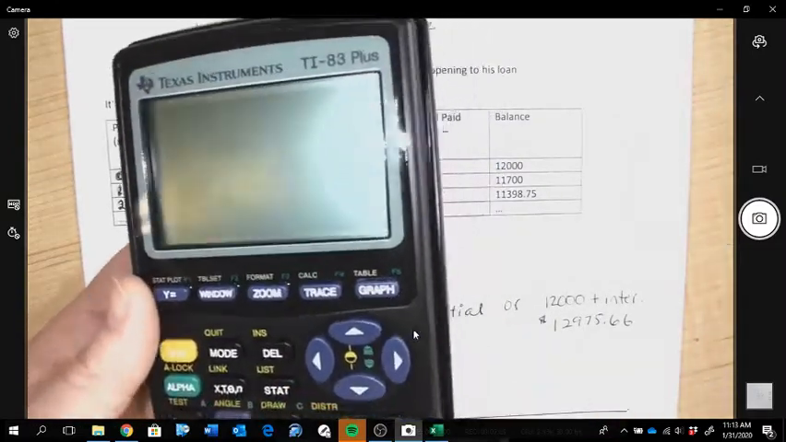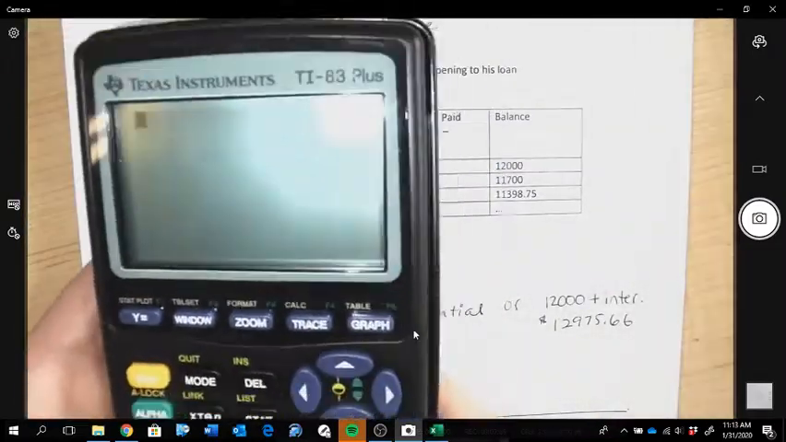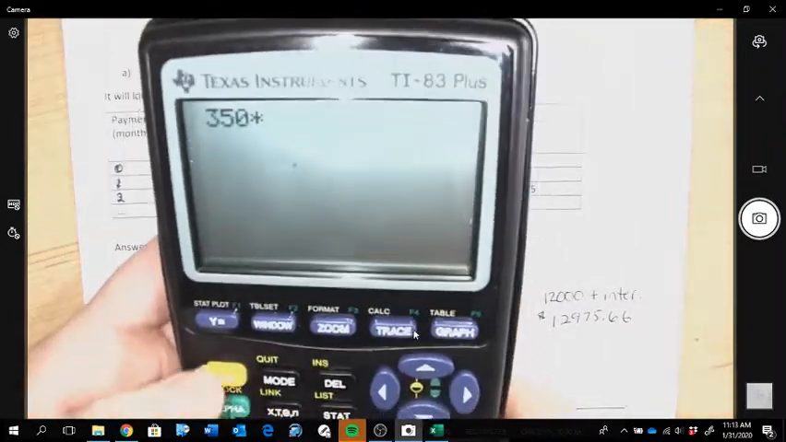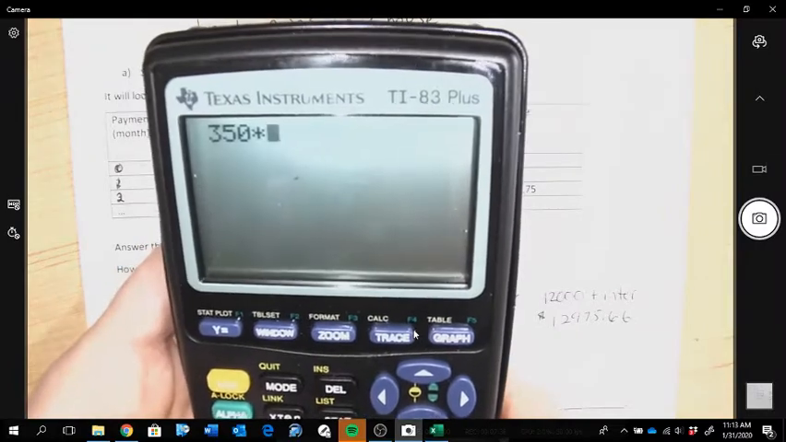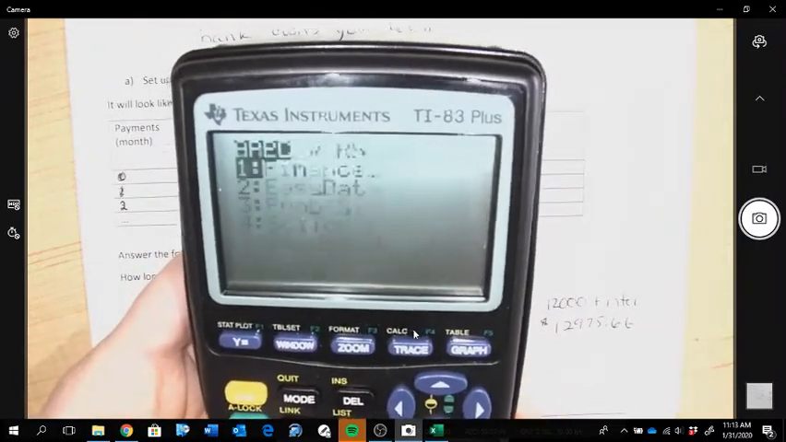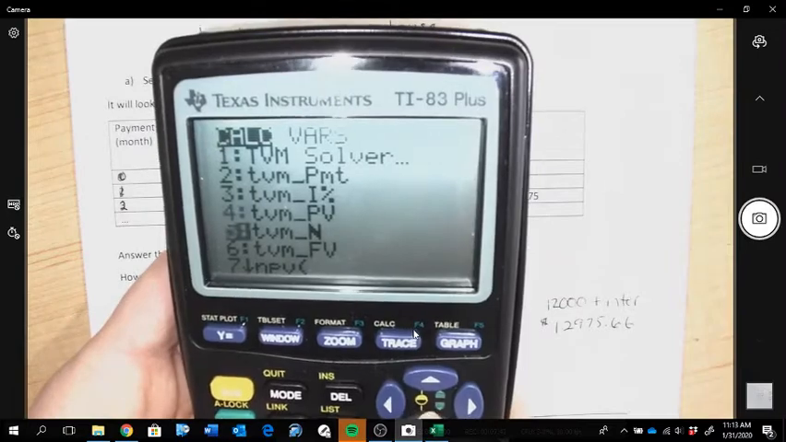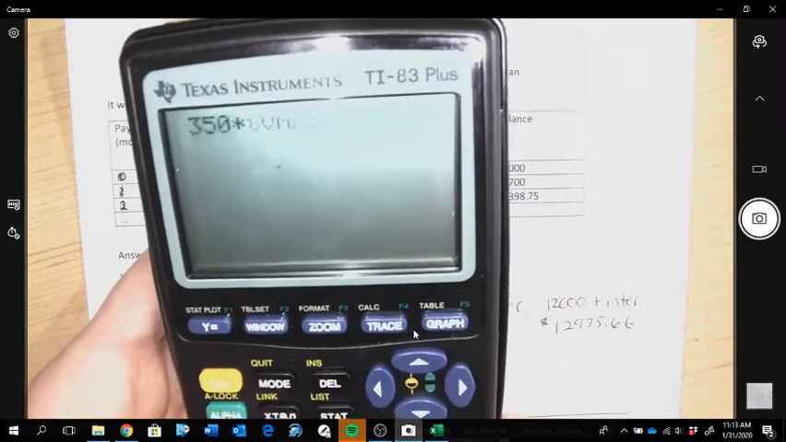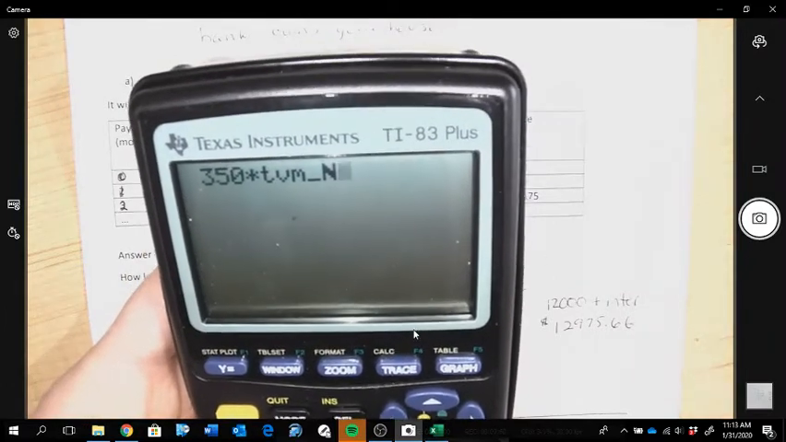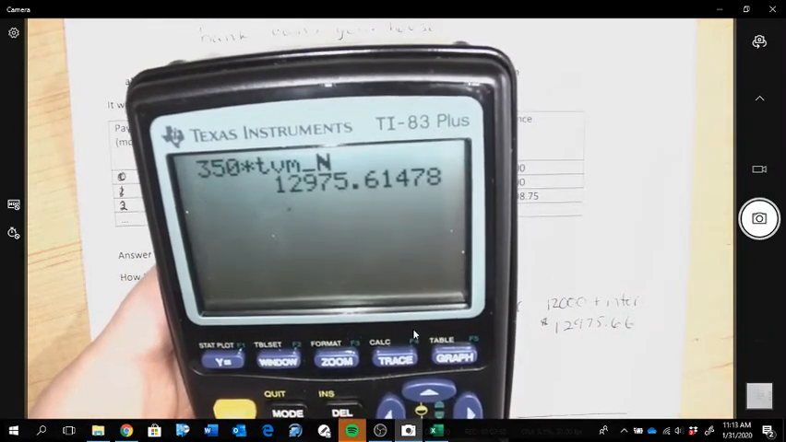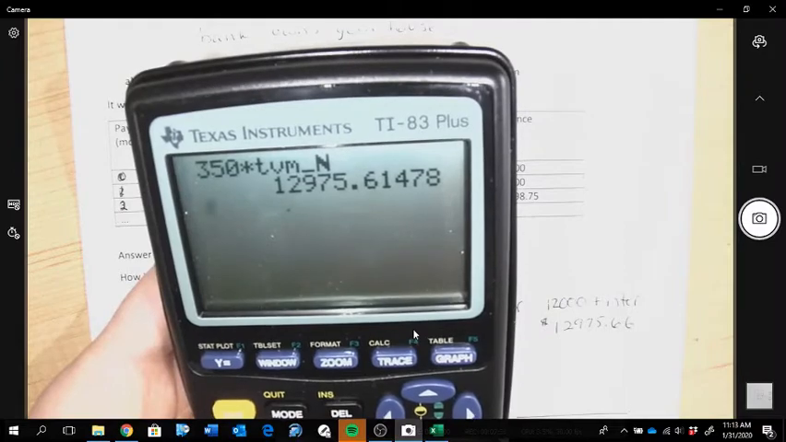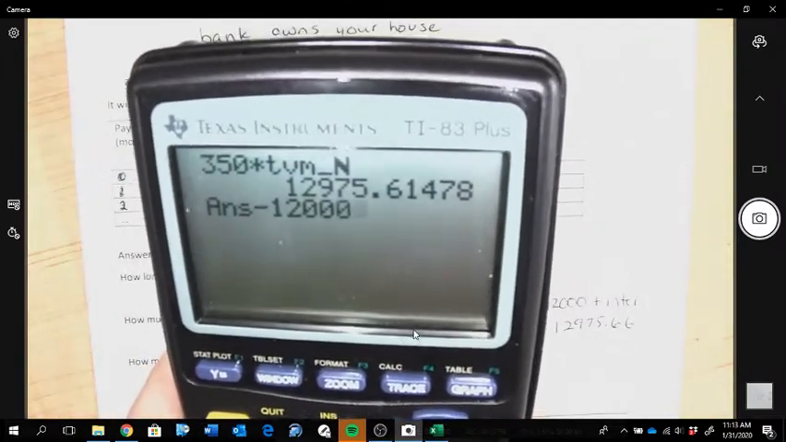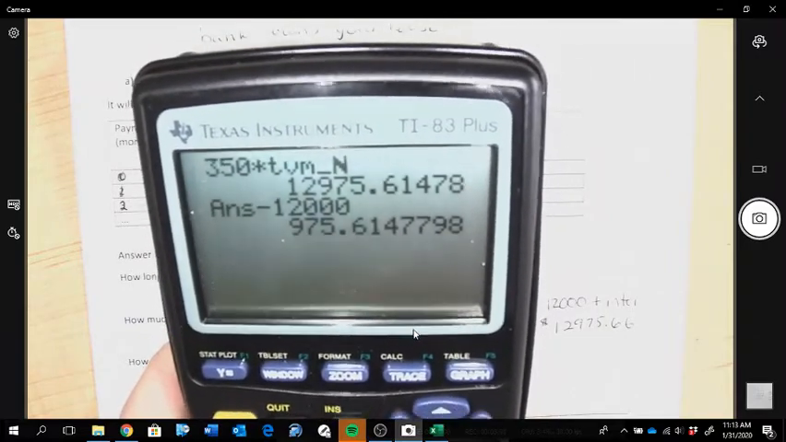Okay, so 350 times those payments I'm going to do. So if I want to do those payments, I go back to apps, finance, and then you can use the N value that is in the calculator, so you don't have to do any rounding. So it uses that 37.073, and there is the amount that I paid altogether. So obviously if I take off 12,000, that means I paid that much interest.